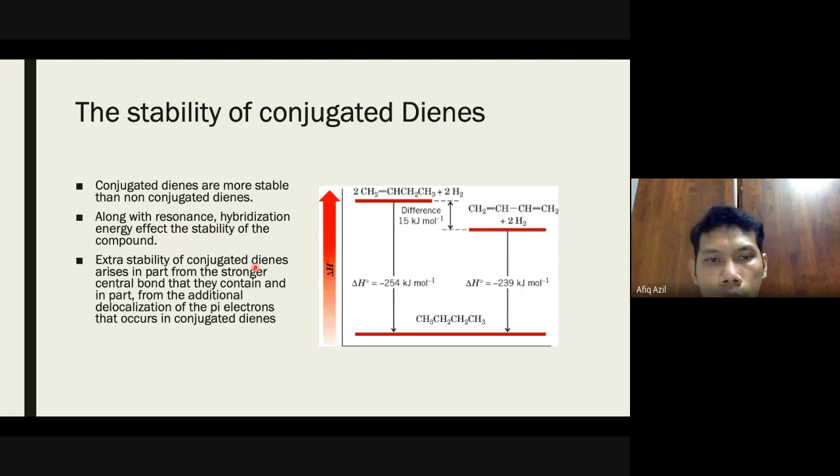So the extra stability of the conjugated dienes comes from the stronger central bond that they contain. Which central bond? This one, the C-C bond. This is a sigma bond, okay, which is strong. And in part from the additional delocalization of the pi electrons that occurs in conjugated dienes. So these pi electrons can freely move to the next carbon, so that it will be forming resonance structures.